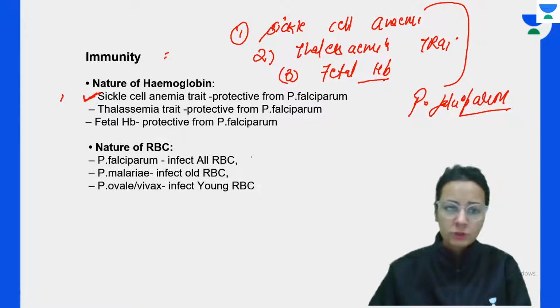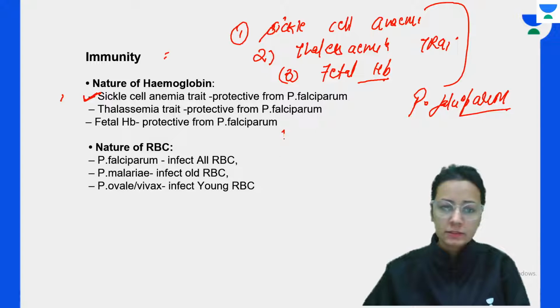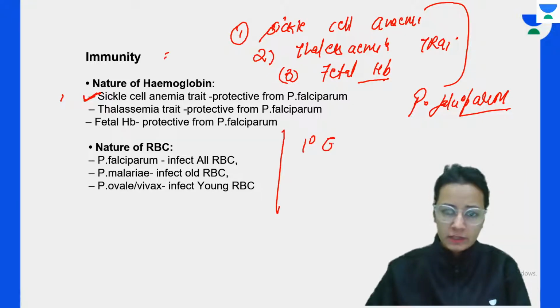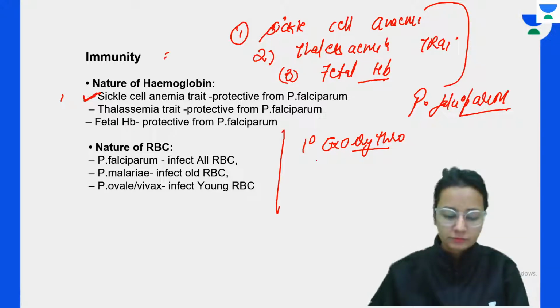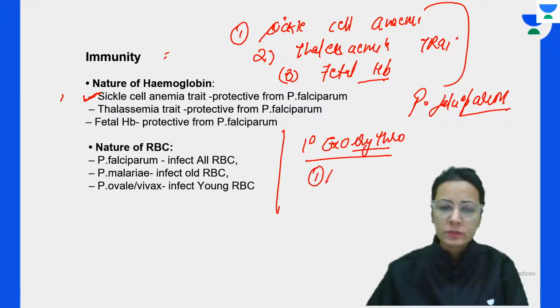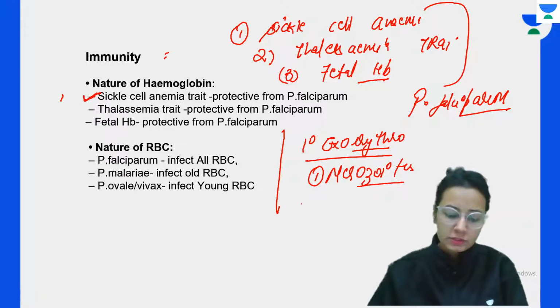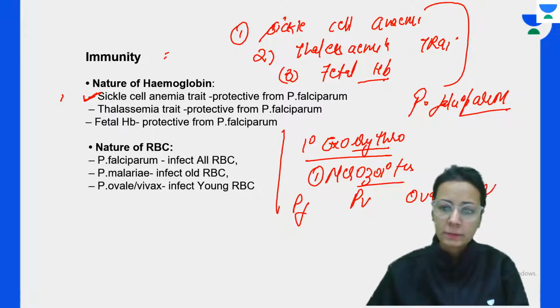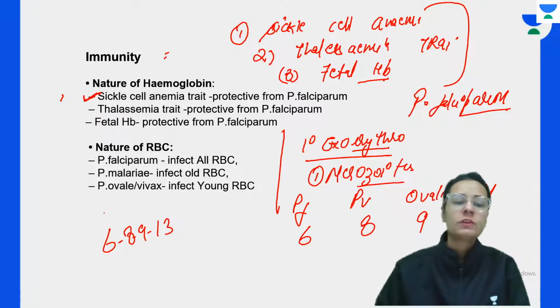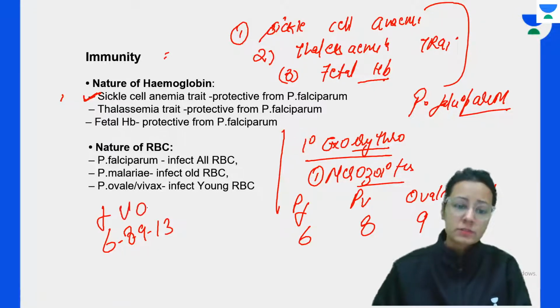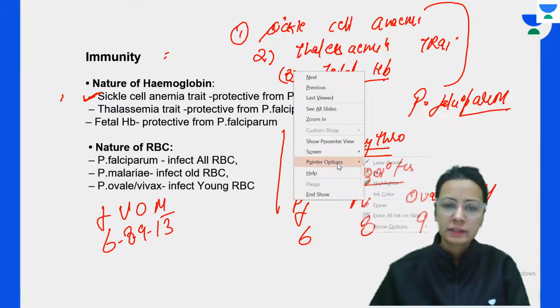Now, we'll talk first about the primary exoerythrocytic cycle, where the merozoites form in the liver. And what is the duration? For Plasmodium falciparum, vivax, ovale, and malariae, the duration is 6, 8, 9, and 13 days.